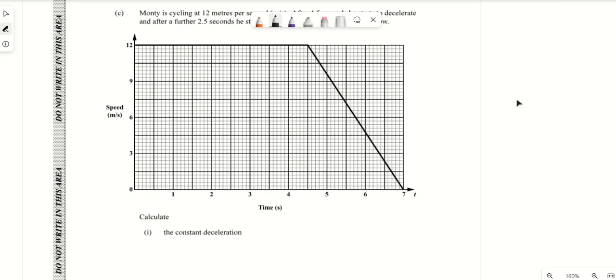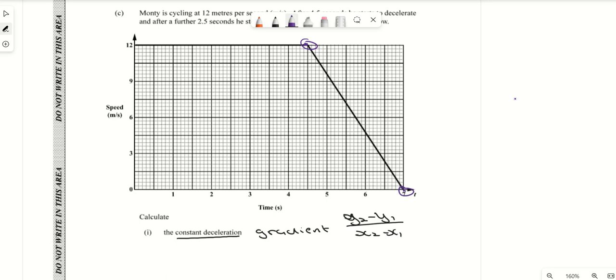Calculate the constant deceleration. Now, when they talk about deceleration, that is the graph that is going down here. They are talking about your gradient. And we know the formula for gradient is y2 minus y1 all over x2 minus x1. So we're going to use our graph to calculate. So we have this coordinate right here and this coordinate right here.